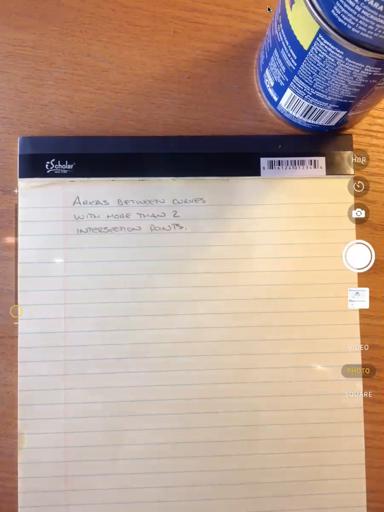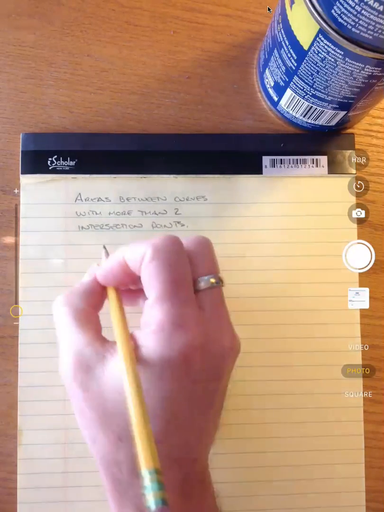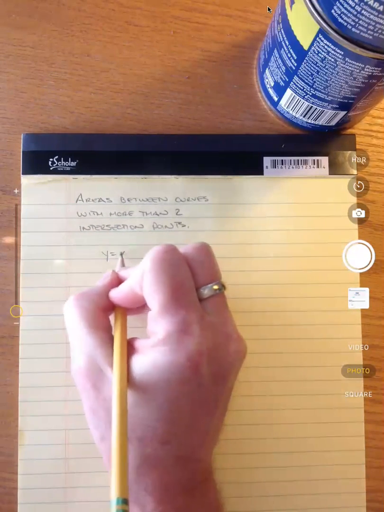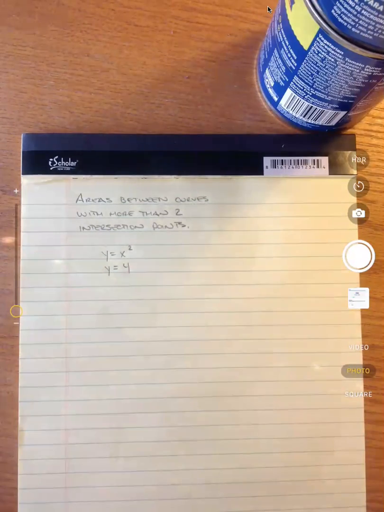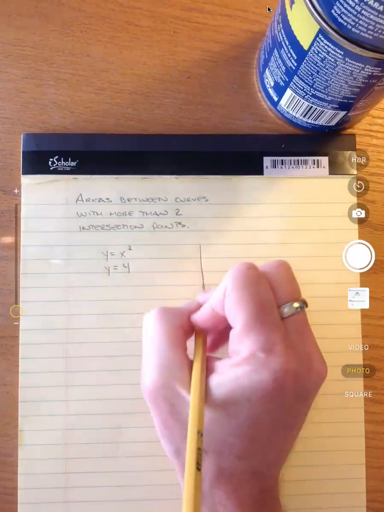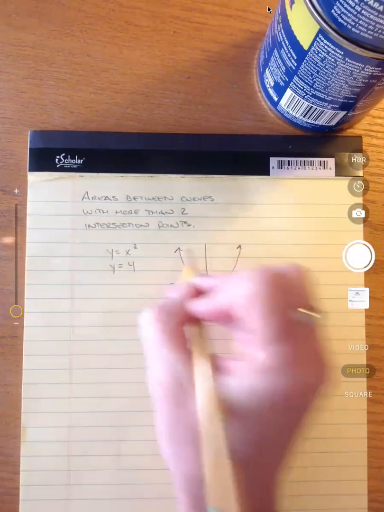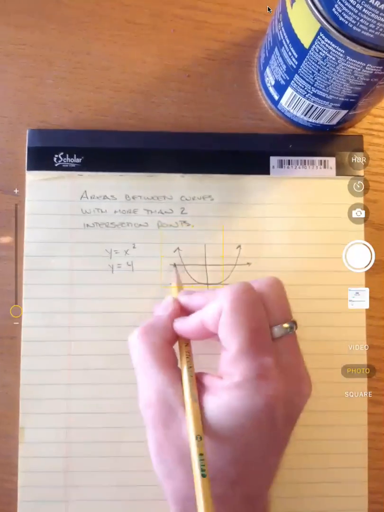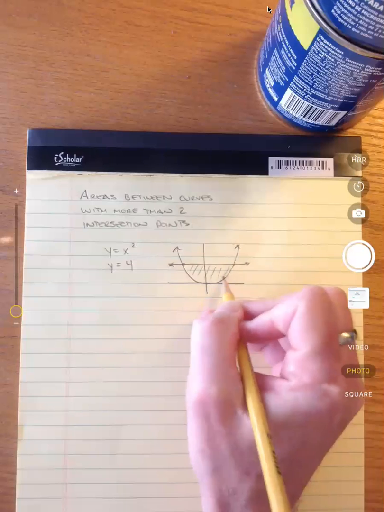A quick review of area between two curves, and we're going to focus on finding the area where there are more than two intersection points. So a quick review. Let's say we have a function y equals x squared and a constant function y equals 4. To find the area between those two curves, we've got a parabola, we've got a constant y equals 4, and we want to find the area that's bounded between them. So we have this area.